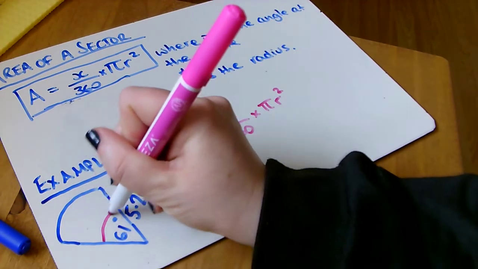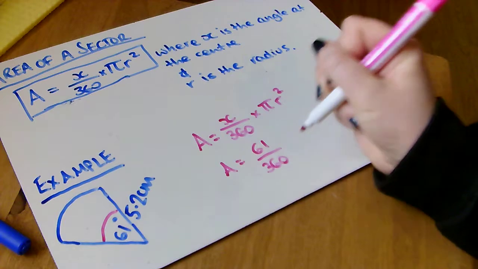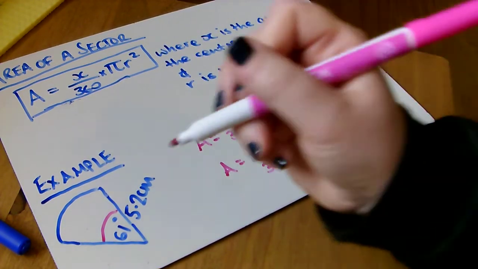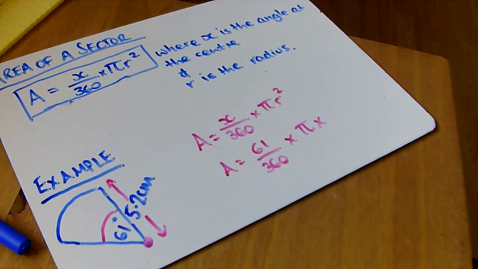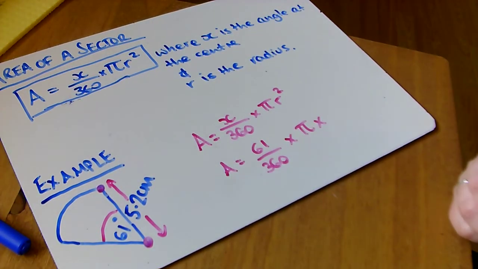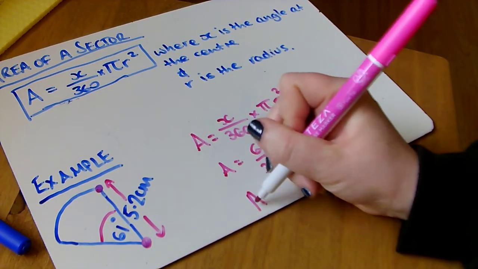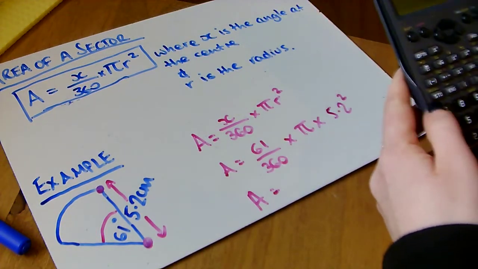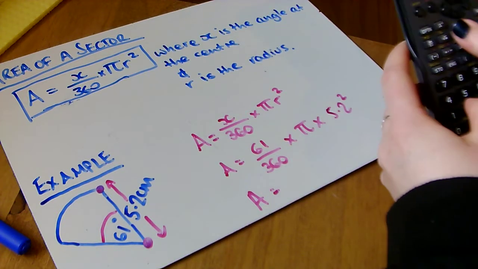And we know our angle here is 61. So we've got 61 over 360, and we're multiplying by pi times, now we should be able to see that the radius here is 5.2. Remember, the radius is the line that goes from the centre of the circle out to a point on the circumference. So we can see that that's 5.2 squared. And then take your calculator. So 61 divided by 360 times pi times 5.2 squared.